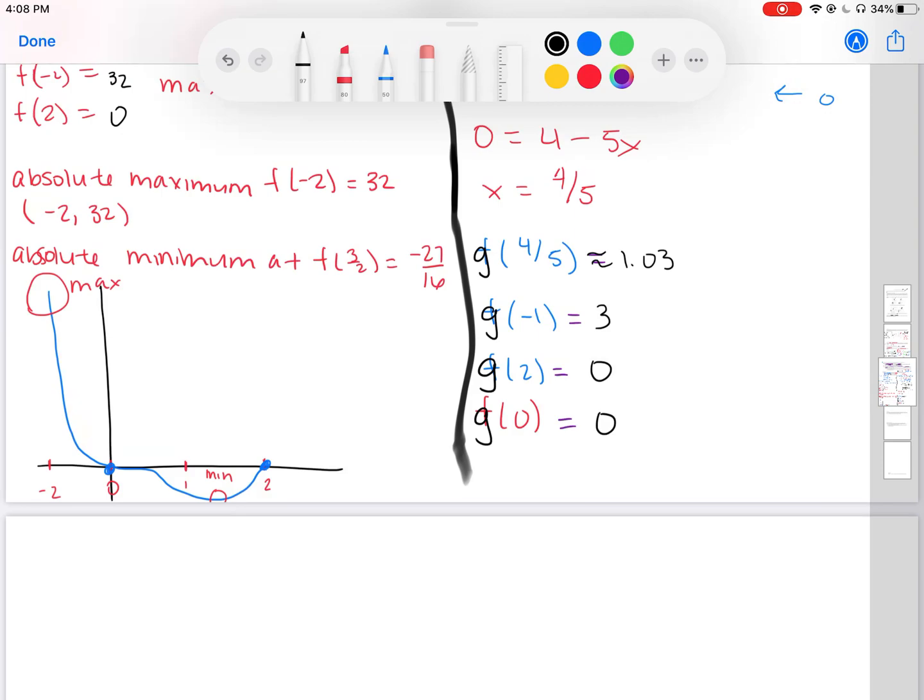Okay, now we're just left to look at our answers. We want to see when our answers give us high values and low values. So we see that the largest of these values is at g of negative 1, which is 3, which is the absolute maximum. Now, the least of these values is 0, but it happens twice. Therefore, g has an absolute minimum value at the critical point x equals 0 and the endpoint of 2.